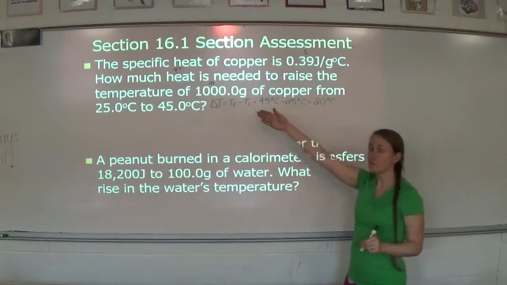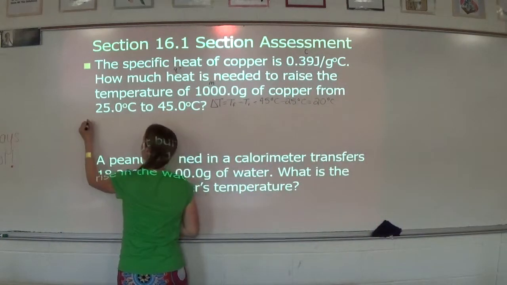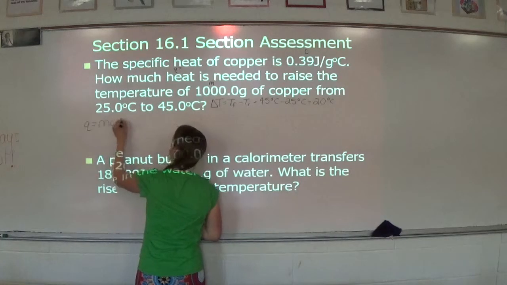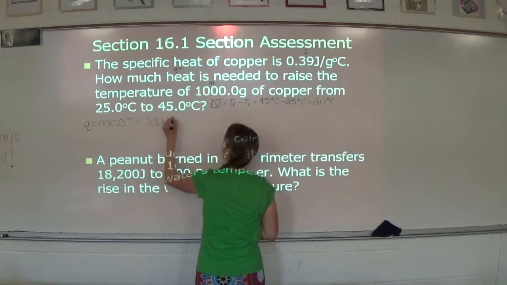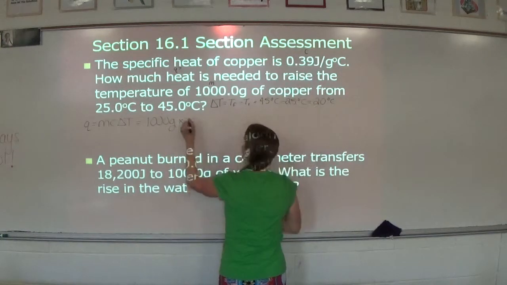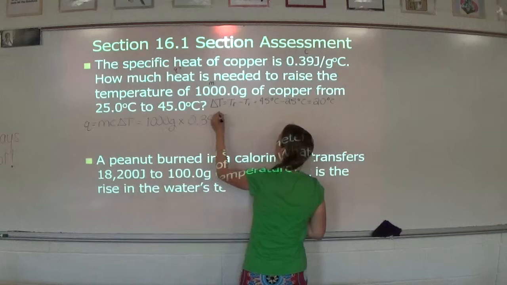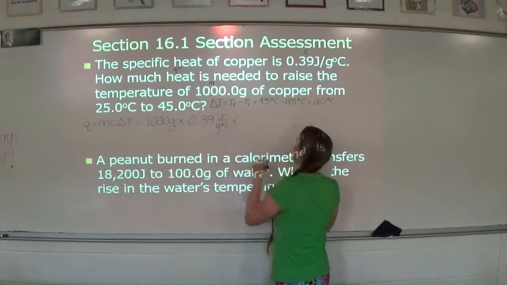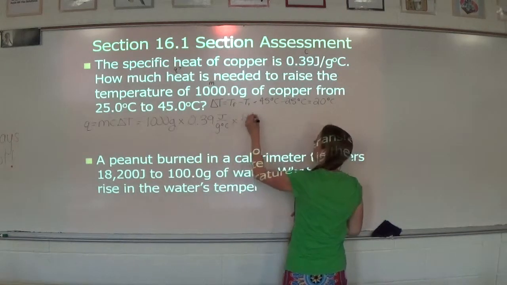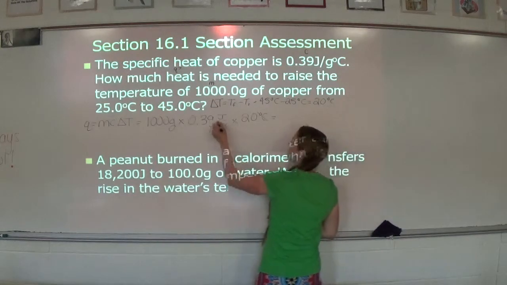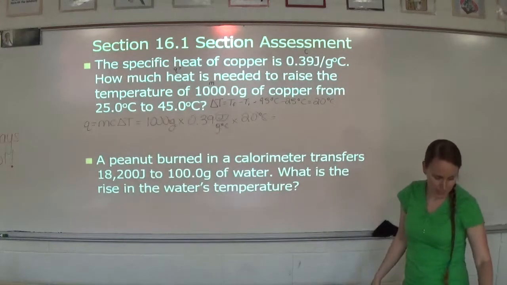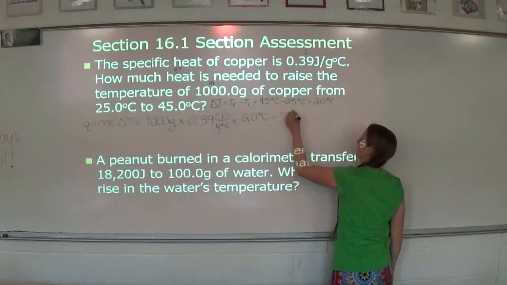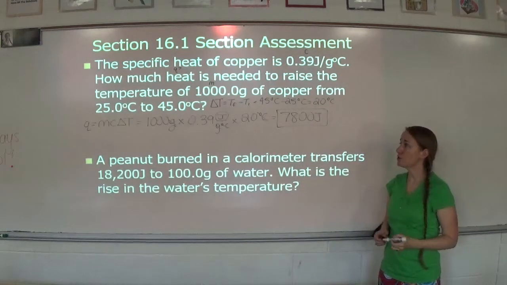All right, because I'm solving for heat, I don't have to rearrange my formula. So Q equals MC delta T. So then I just plug in. My mass is 1,000 grams. My specific heat is 0.39 joules per gram degrees Celsius. And my change in temperature is 20 degrees Celsius. So my degrees Celsius and grams cancel. I'm left with joules. And so when I solved, I got 7,800 joules.